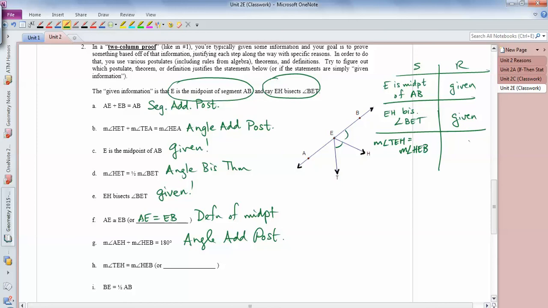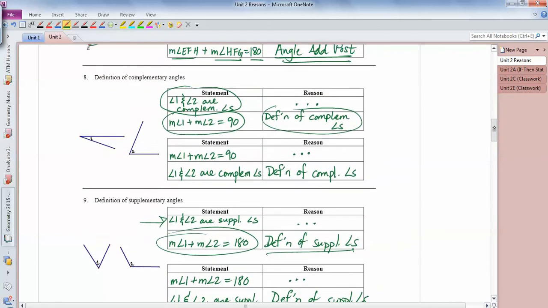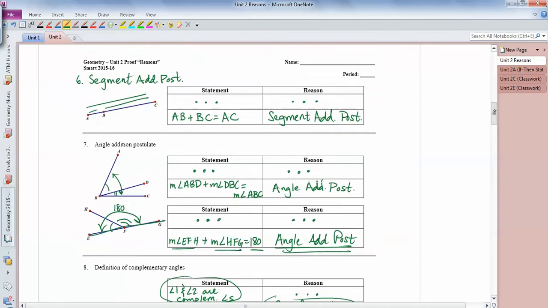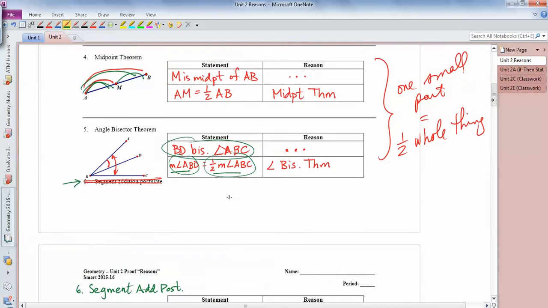So remember, we have this. We've got that bisects this angle, right? So somewhere we've got a rule that says if you have a bisector, then one small part equals the other small part. And if we come back to our reasons, let's see, where's something that says one angle equals another angle? This one says one angle equals another angle if you have a bisector, but its one angle is half of the big angle, not one small part equals the other small part. So it's not the angle bisector theorem.